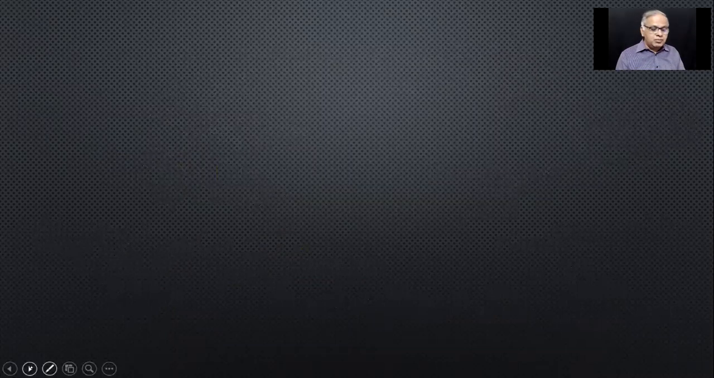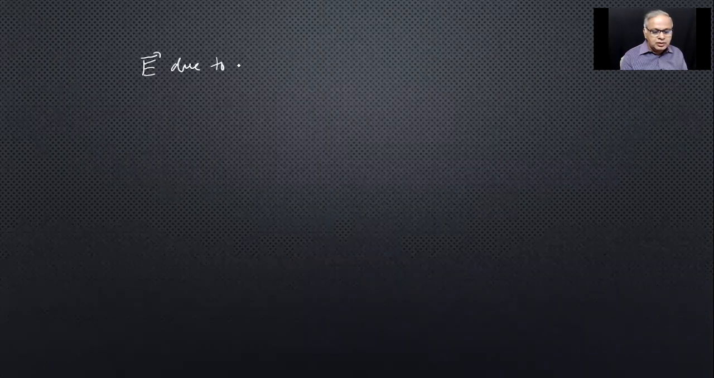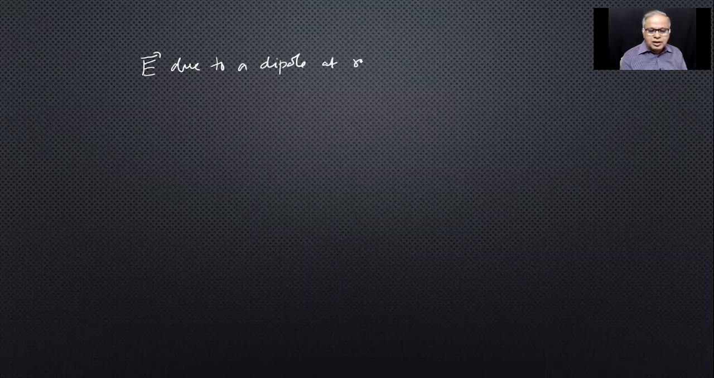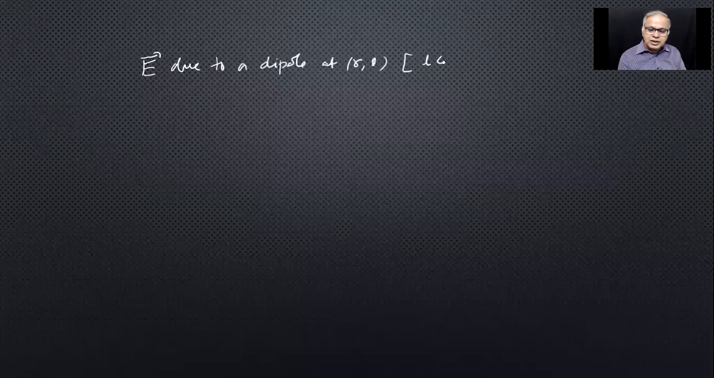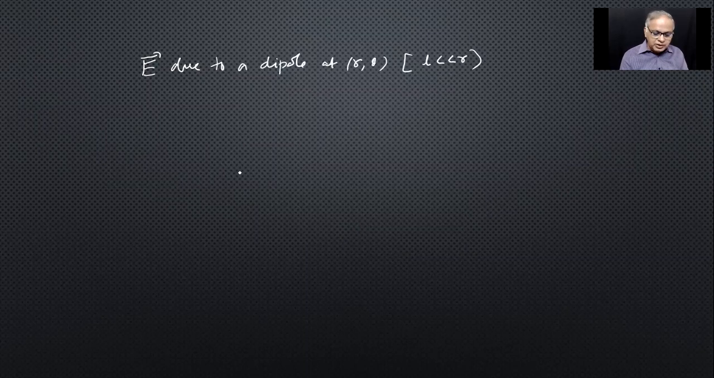Let us find out at a general point. We found out on the axis, we found out on the equatorial line, but why not find out at some other point? So E due to a dipole at r comma theta, and we'll do it in a specific case of L less than R. At r comma theta is a general point. I'll show you what it means.